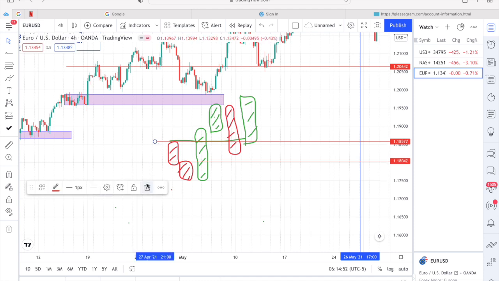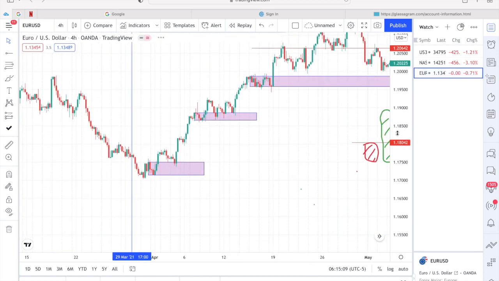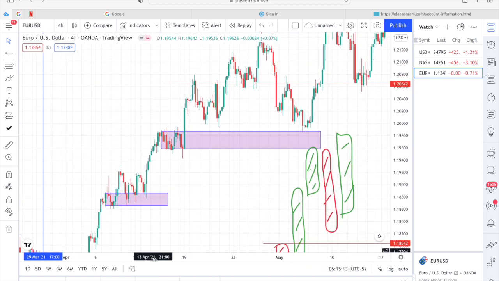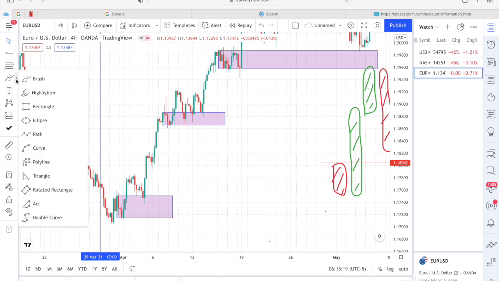Now let me show you practical examples of order blocks. I'm just deleting this useless stuff. Okay, can you see that this market is clearly a bullish market? Why do I say it's a clear bullish market? Let me show you.